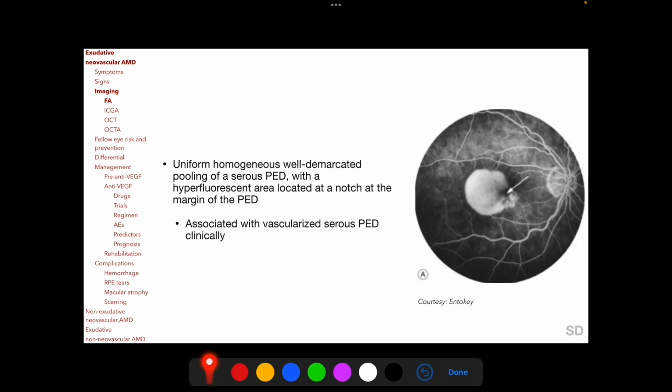The third subtype of occult MNV is associated with the serous PED, the so-called vascularized serous PED, demonstrating the typical fluorescein angiographic appearance of a PED with uniform homogeneous pooling of fluorescent dye within the well-demarcated area of the PED, along with a hyperfluorescent area located at a notch at the margin of the PED, which locates the MNV. So this subtype of occult MNV is associated clinically with a vascularized serous PED, which we have discussed earlier.